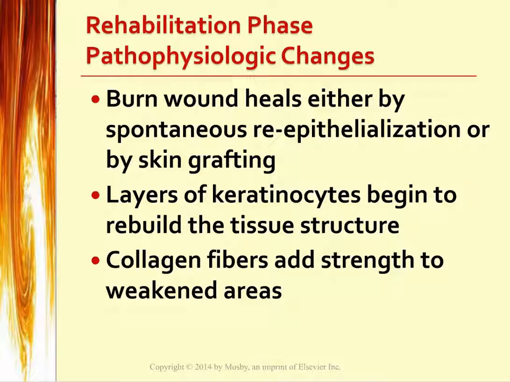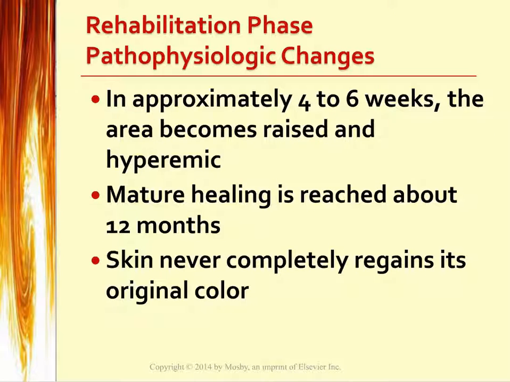The burn wound heals either by spontaneous re-epithelialization or by skin grafting. Layers of keratinocytes begin to rebuild the tissue structure. Collagen fibers present in new scar tissue assist with healing and add strength to weakened areas. The new skin appears flat and pink. In approximately 4 to 6 weeks, the area becomes raised and hyperemic. If adequate range of motion is not instituted, the new tissue will shorten, causing a contracture.